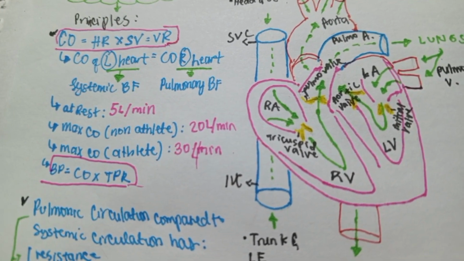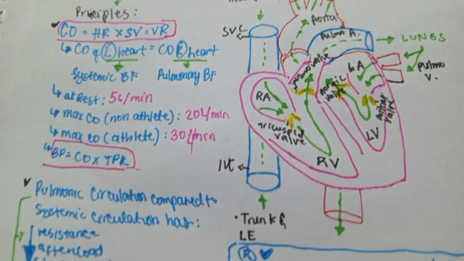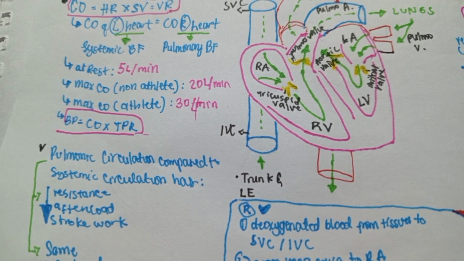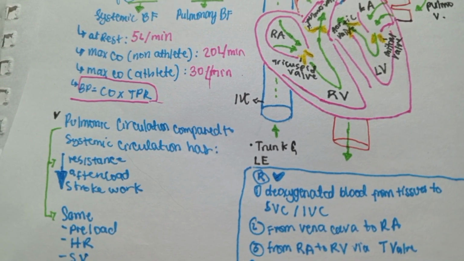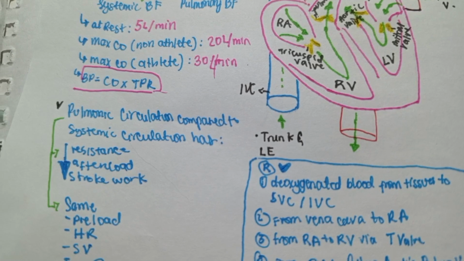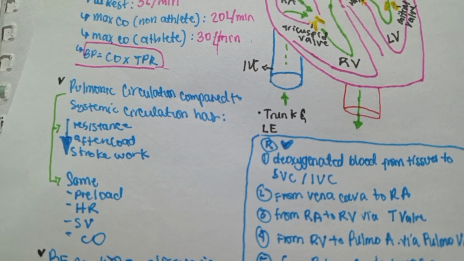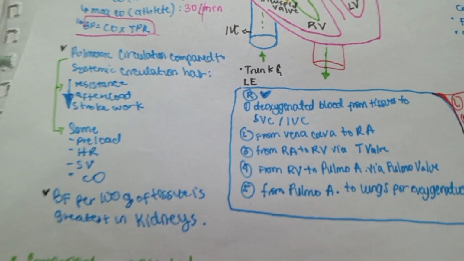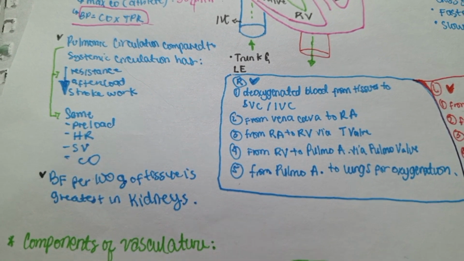And there's another formula: the blood pressure is equal to the cardiac output times the total peripheral resistance. Okay, so what are the differences between the pulmonic circulation compared to the systemic circulation? So the pulmonic circulation has lesser resistance, decreased afterload, and decreased stroke volume, but they have the same preload and heart rate, and the same stroke volume as well as cardiac output, same as the systemic circulation. So the blood flow per 100 grams of tissue is greatest in the kidneys.